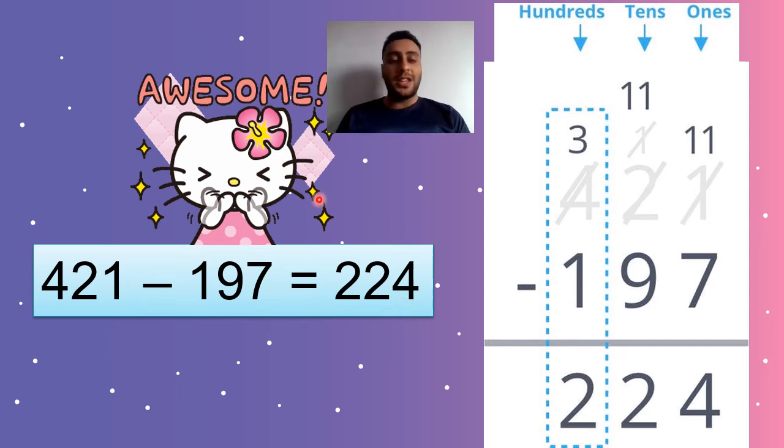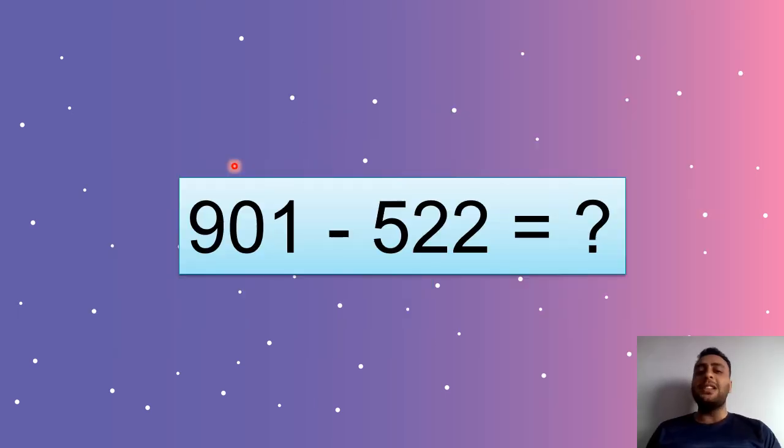Great job. See, even Hello Kitty is saying awesome job to you. So let's do one more. 901 minus 522. Okay, let's see.